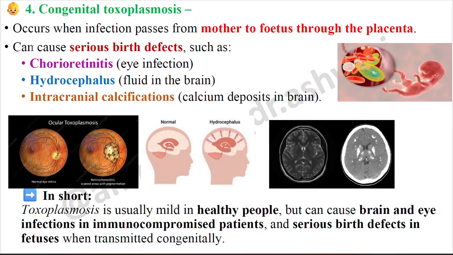The fourth one is congenital toxoplasmosis. It occurs when infection passes from mother to fetus through the placenta. It can cause serious birth defects such as chorioretinitis, which is the eye infection, then hydrocephalus, which is fluid in the brain, and intracranial calcification, which is calcium deposition in the brain. So, in short, toxoplasmosis is usually mild in healthy people but can cause brain and eye infection in immunocompromised patients and serious birth defects in fetuses when transmitted congenitally.